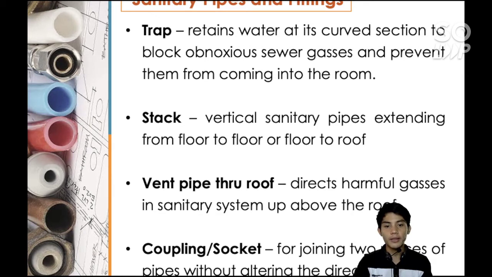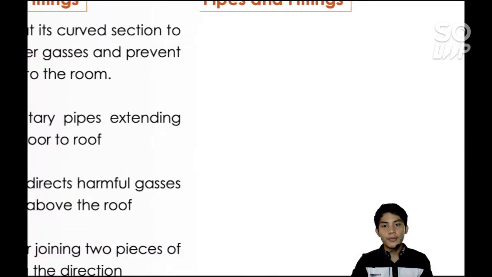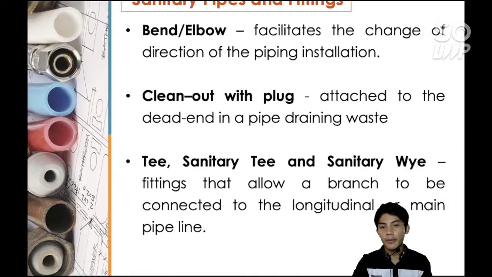Then the coupling socket, for joining two pieces of pipe without altering the direction. Then we have the bend elbow, which facilitates the change of direction of the piping installation. Then a clean out with plug. This is attached to the dead end in a pipe draining waste. Then we have these different types of T: the T, the sanitary T, and the sanitary Y. These are fittings that allow a branch to be connected to the longitudinal or main pipeline.